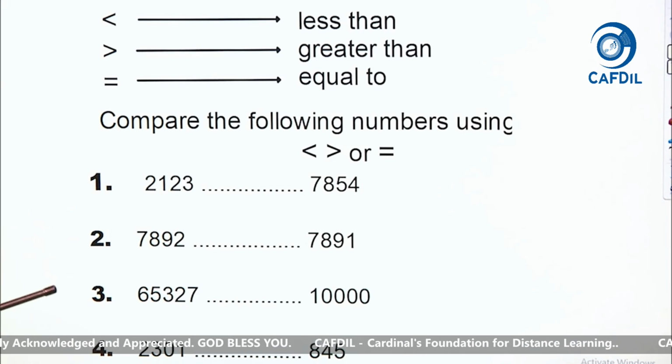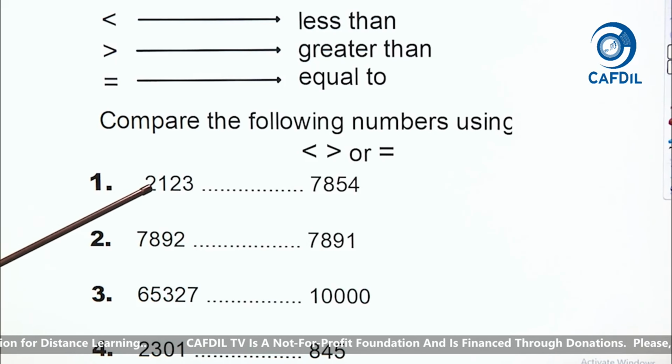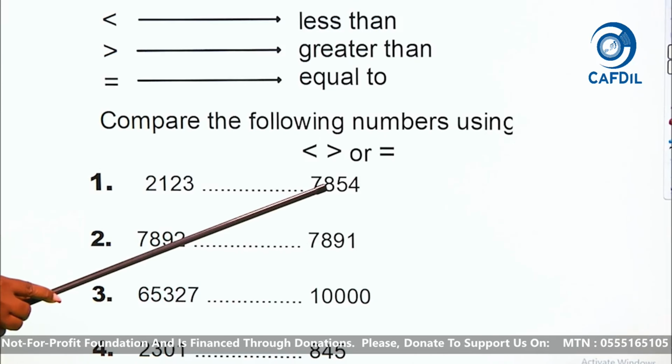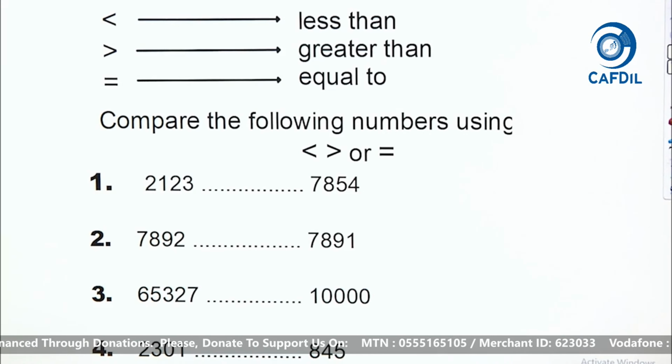These numbers we can easily tell or insert the sign, but whenever you are given numbers to compare, first of all, count the digits you are working with. So the first one, we have 1, 2, 3, 4. It has 4 digits. Let's move to the next number. It is 1, 2, 3, 4. They all have the same number of digits, 4, 4. Good. Now we begin to compare the digits one after the other.